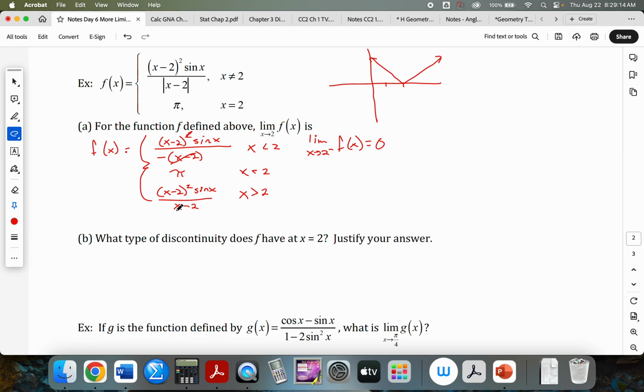And here, we can simply cancel those, and the limit as x approaches 2 of f of x is going to be 0 times sine of 2, which is also 0. So the limit as x approaches 2 of f of x is 0.